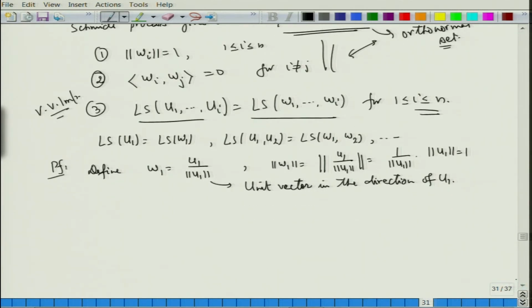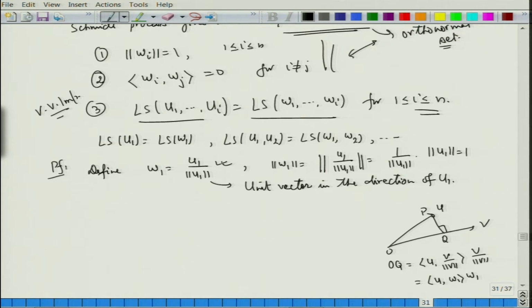All right. So, once we have got this U1 vector, recall what we had done. I had this vector V, I had U with me, there was this projection vector, with points O, P, Q, then the projection OQ, this vector was nothing but the inner product of U with V upon length of V into V upon length of V. All right. So, here for us it will be the inner product of u and w1 times w1, because w1 is a unit vector for us, all right. So, now I am going to look at this part.